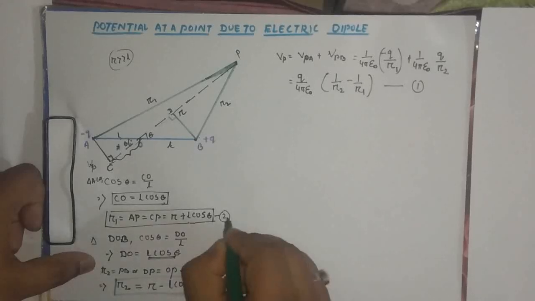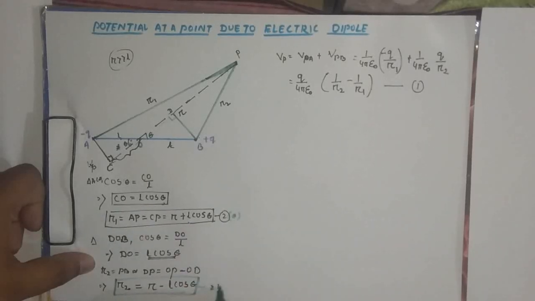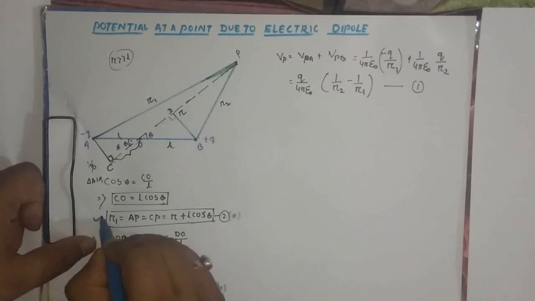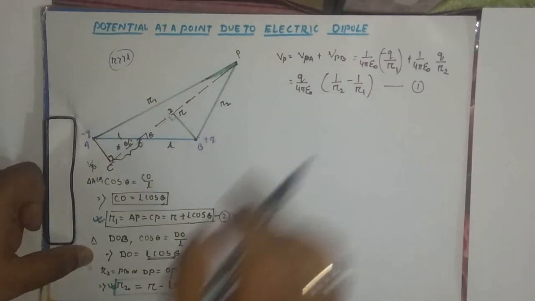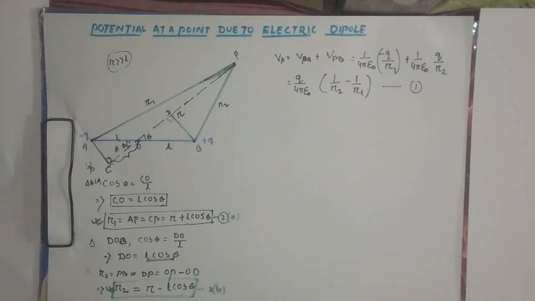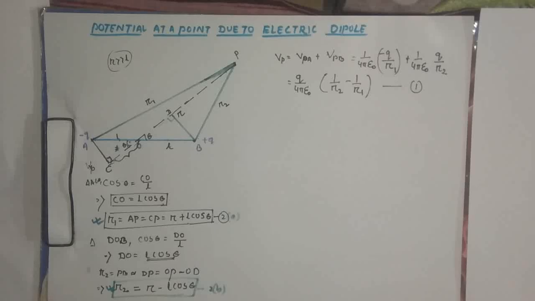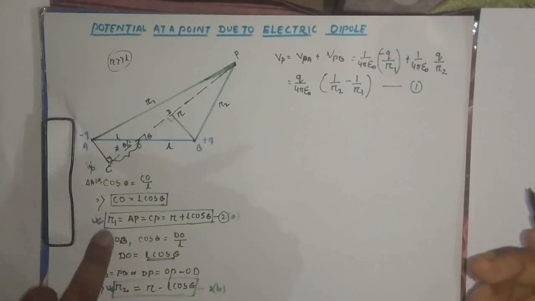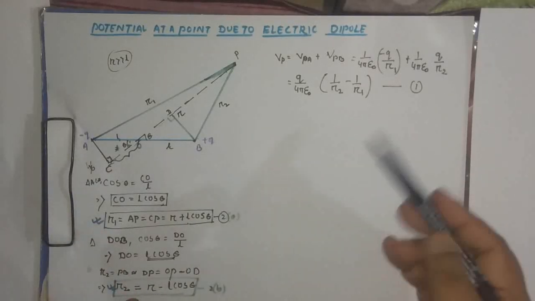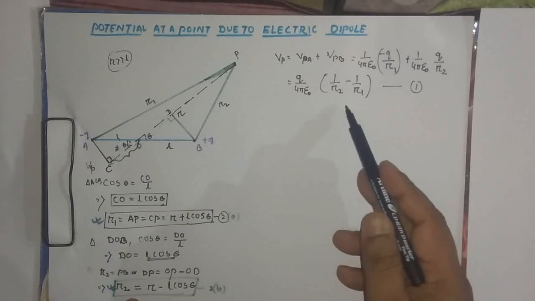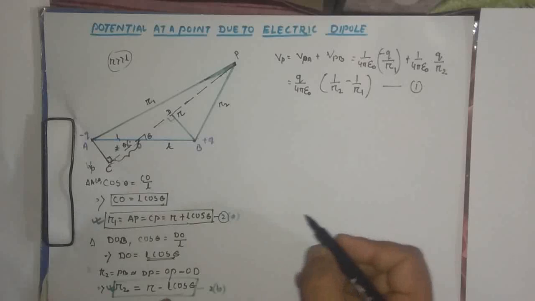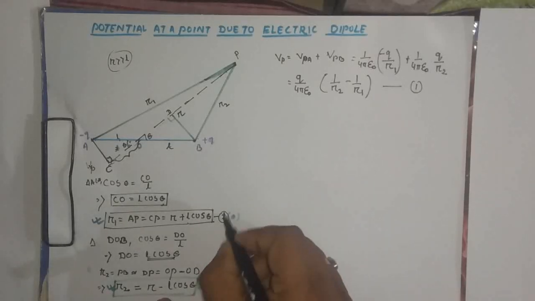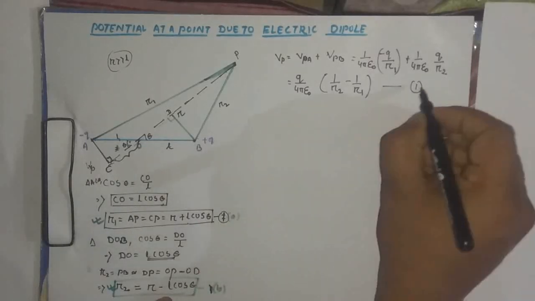So I got 2A and 2B. This is for R1, this is for R2, will be applied here. Now the question is, I got R1, I got R2. So from equation 1 and 2 I can place this value here. How can I place? Okay. Let us mark it 1A, let us mark it 1B, 1, 2.